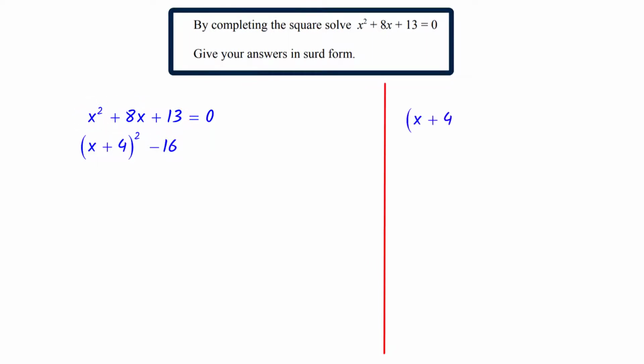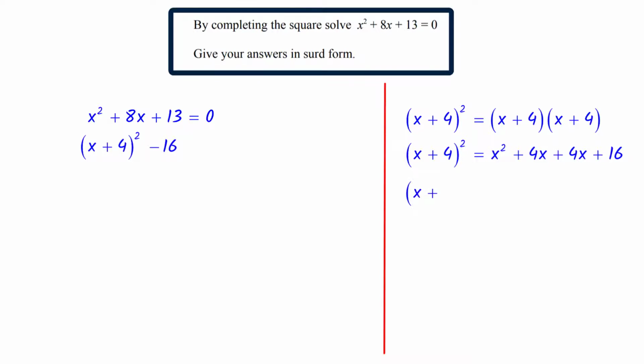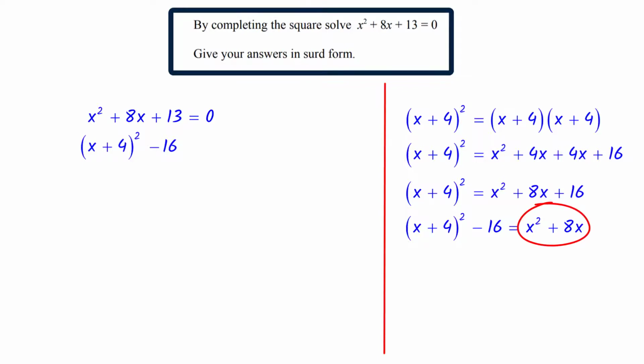So x plus 4 squared is x plus 4 times x plus 4. Expanding this gives x squared plus 4x plus 16. Collecting like terms gives x squared plus 8x plus 16. Then let's subtract the 16, which gives x squared plus 8x. Notice how this is exactly the same as the first two terms in the original expression. So all we have to do is add the 13 and then both expressions will be equal to each other.